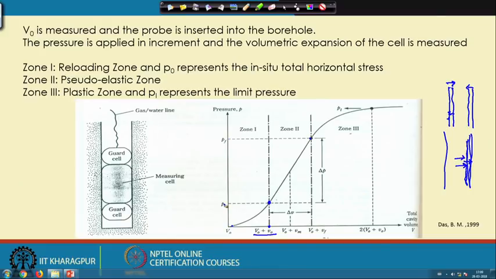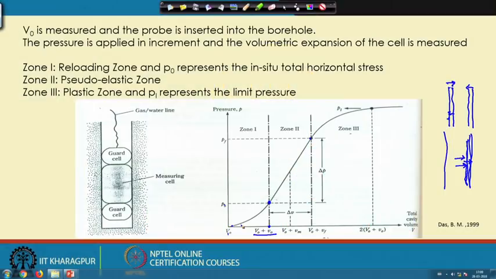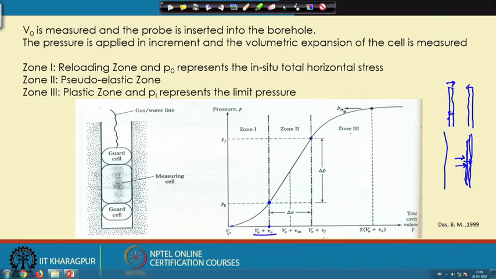So, here we have P0, Pf and PL, and here capital V0 is the total original volume of the cavity probe, and then there is an expansion of small v0. This is the total volume of the cavity, capital V0 plus small v0, at the original condition, and the final condition is 2 times capital V0 plus small v0. That is treated as PL, the limit pressure.